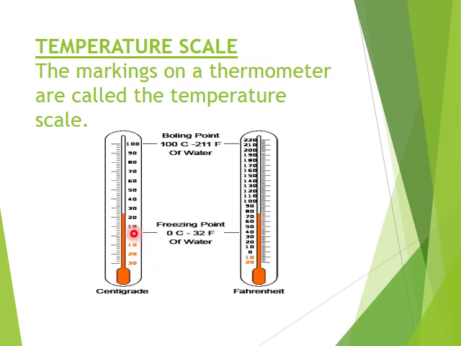You can see here there are two types of temperature scale. One is the centigrade scale and the other is the Fahrenheit scale. In the centigrade scale there is a different marking as compared to the Fahrenheit scale. So two types of scale are used in our daily life: one is the Celsius scale, or you can say centigrade scale, and the other is the Fahrenheit scale.